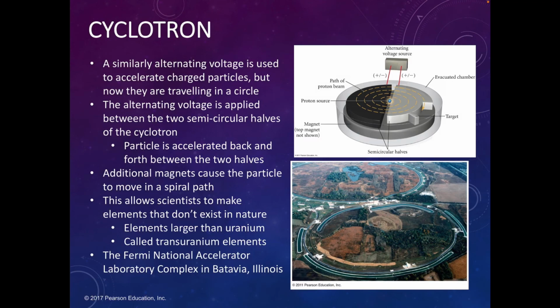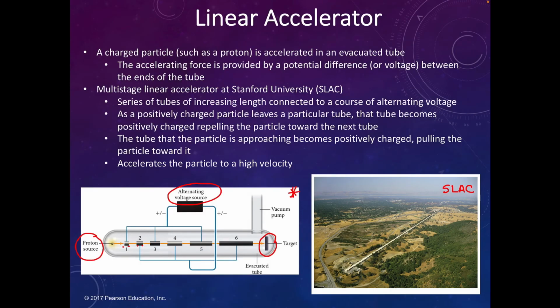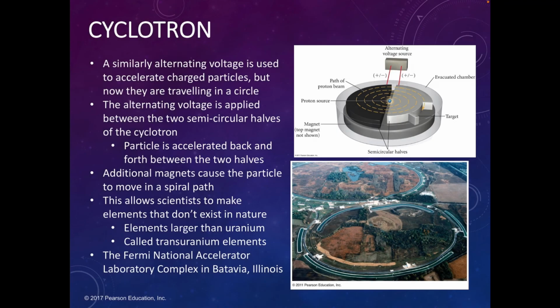So another way that we can do this, instead of having a linear tube, because this takes up, as you can see, a lot of space, right? Sometimes they will do a cyclotron. So they'll do the same kind of thing, but they will put it in a circle. And what happens is we'll have our proton source in the middle here, and then as it goes, it will travel out and out and out.